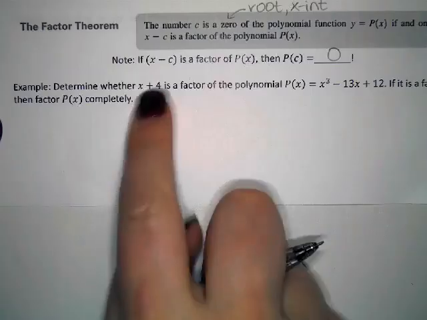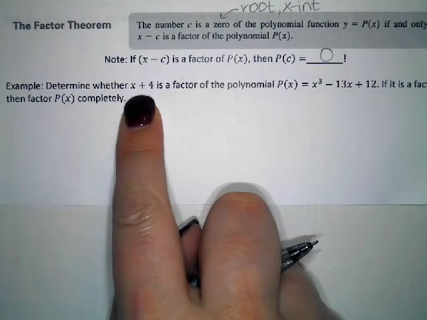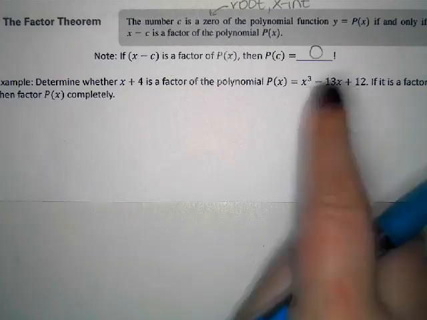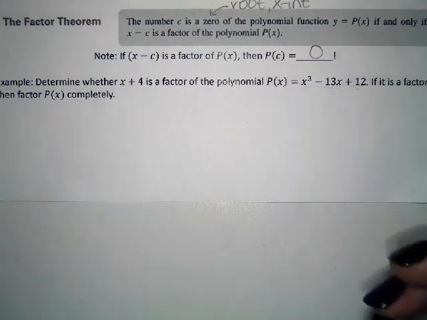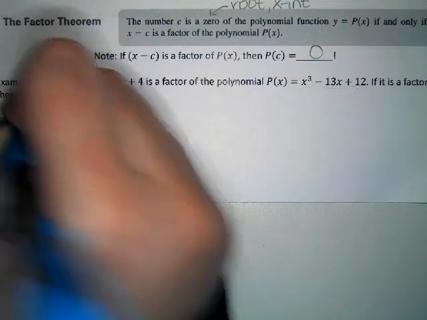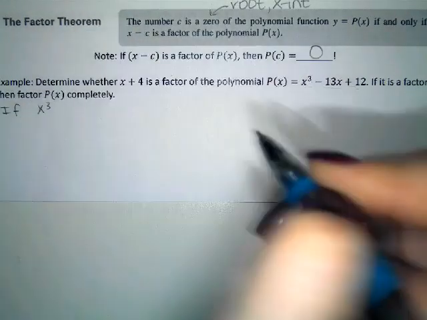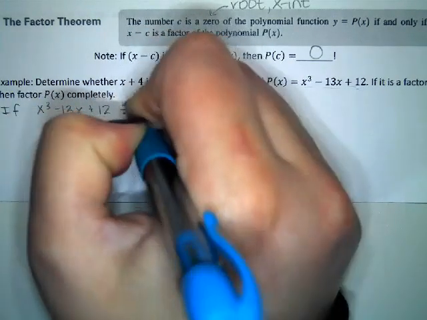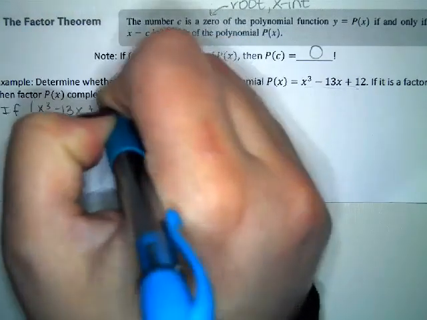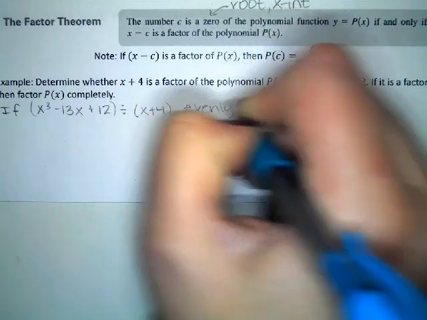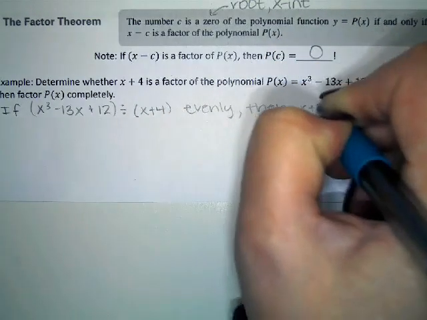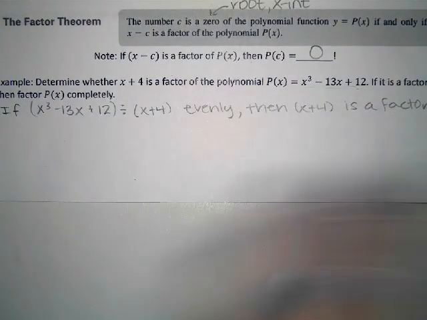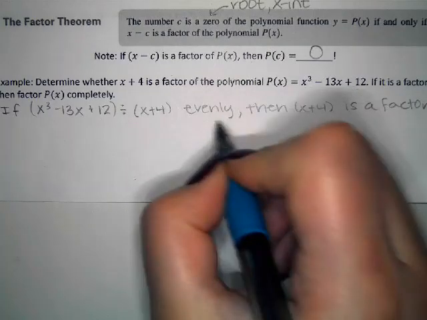So what we're going to do is take this right here and divide it by x plus 4 and see if it divides evenly. So if x to the third minus 13x plus 12 divides by x plus 4 evenly, then x plus 4 is a factor. You don't have to write this every time. We're just writing this because these are your notes and we want to make sure we understand what we're doing. And when I say it divides evenly, I mean the remainder is 0. To divide evenly, the remainder has to be 0.